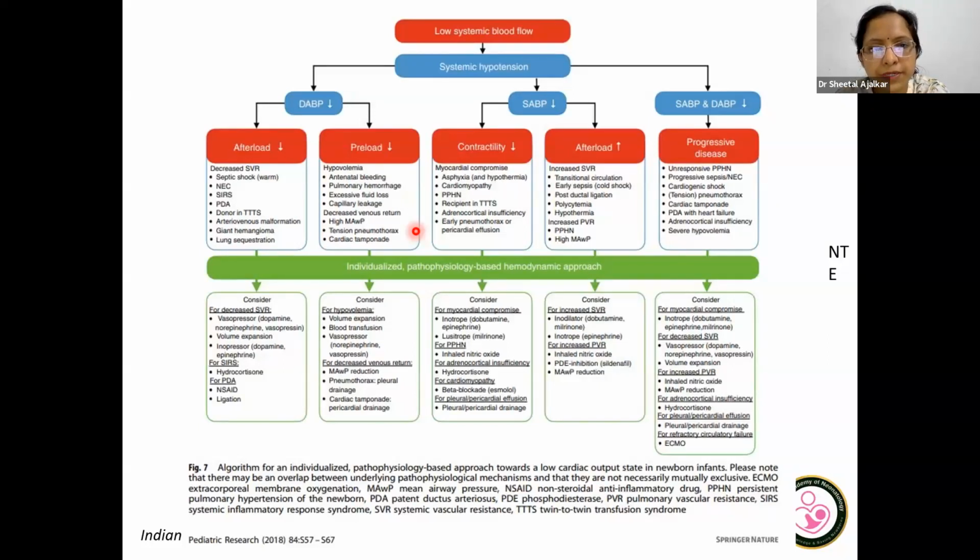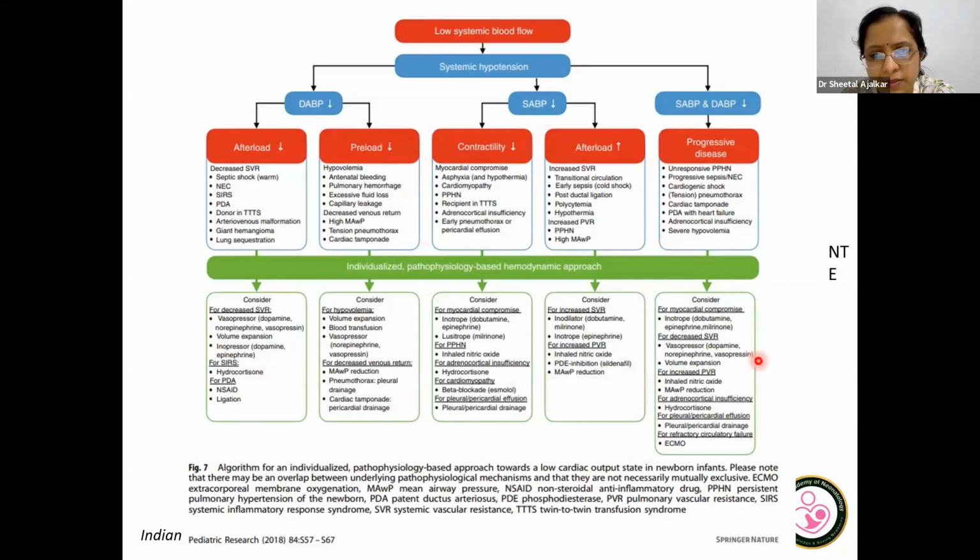We also want better BP. So in this case, dobutamine and epinephrine are used. Dobutamine will increase the contractility, and epinephrine will increase the systemic vascular resistance as well as the BP. And the lusitropes like milrinone for PPHN and iNO.